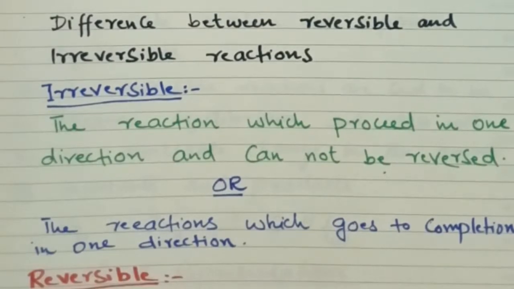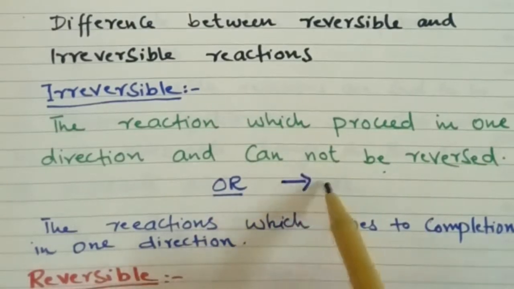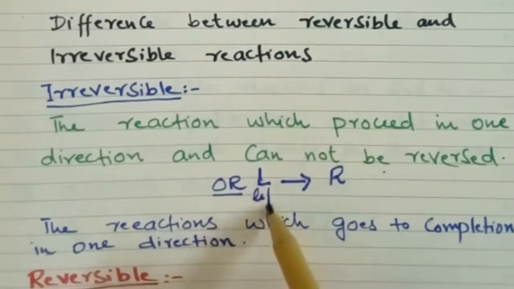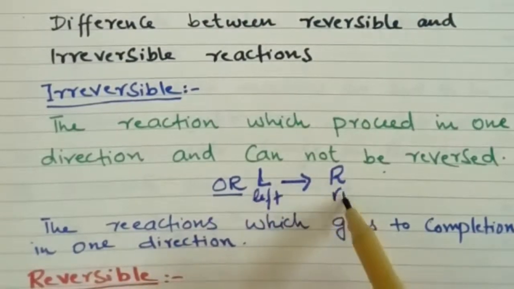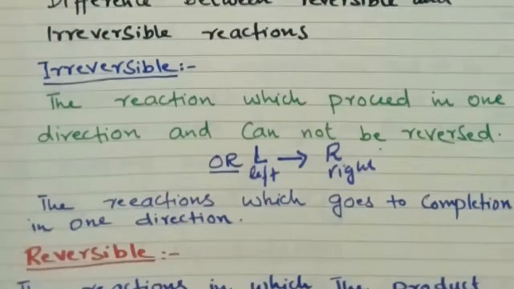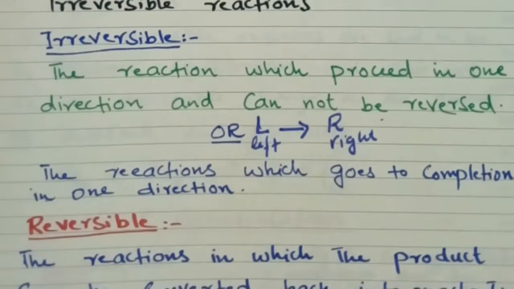The irreversible reaction is the reaction which only proceeds in one direction, that is from left to right. I have written that the reaction proceeds in one direction, and the direction will be from left to right only. That means that only reactants will be converted into products, but products cannot be converted back into reactants. Another way to say it: the reaction which goes to completion in one direction is also called an irreversible reaction.